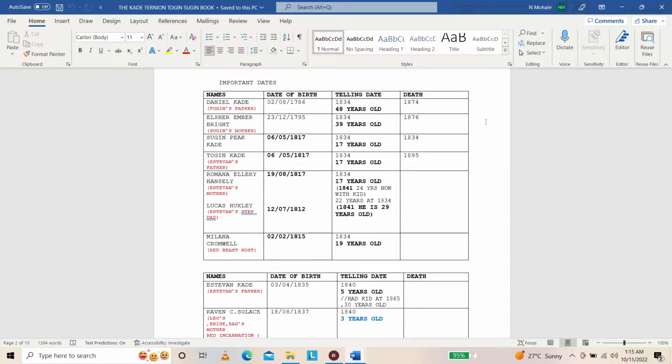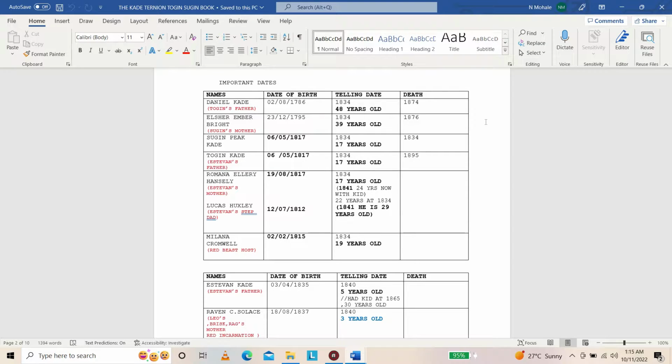We have Romana Ellery Hensley, the one that is going to date Tujin, and we have Lucas Oxley and some other important dates, but we're going to talk more about them because I'm sure we can all remember these dates and all that.